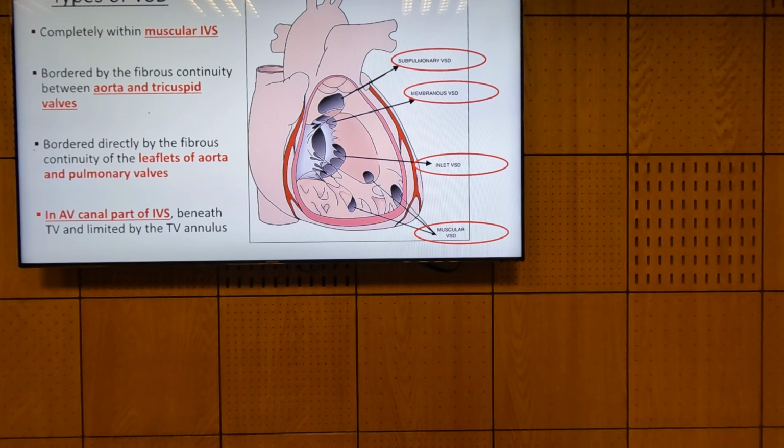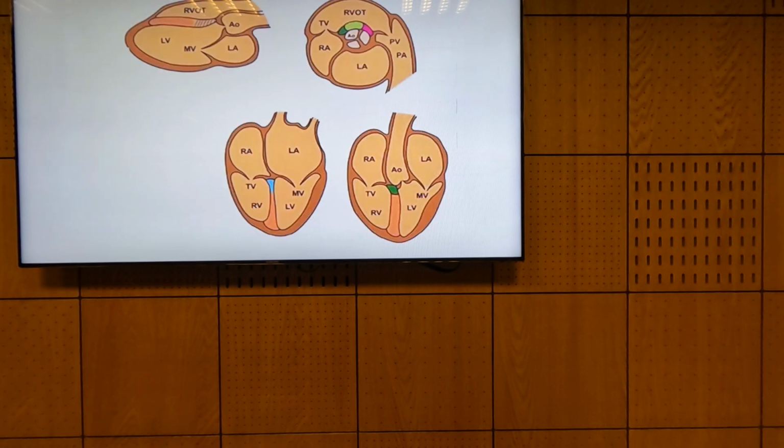Is that clear? We will forget about the nomenclature that all the schools use, but we define the VSD by these 4 types. As I said, we depend mainly on the echo, so you shouldn't send for cross-sectional imaging unless you have a specific question for that.